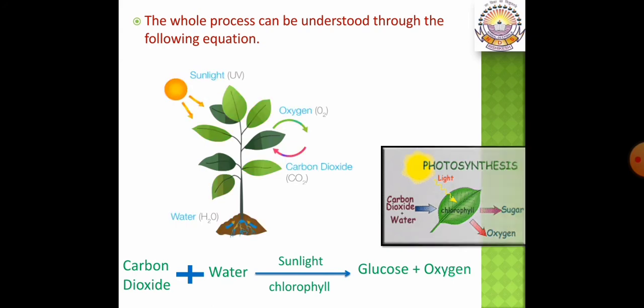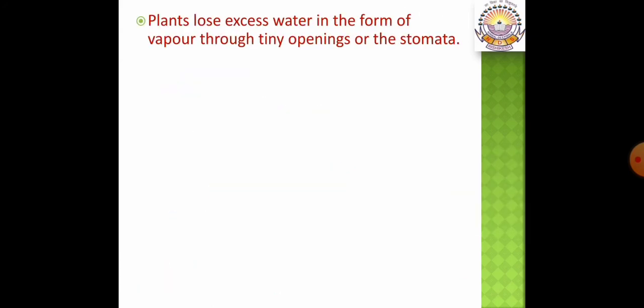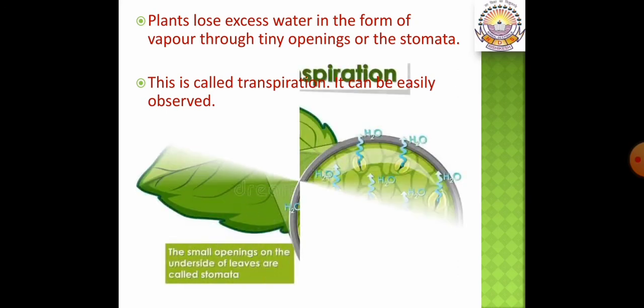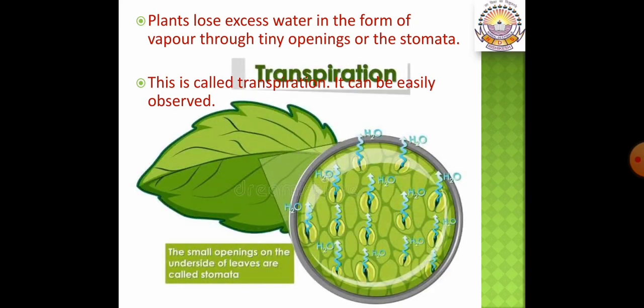Now we will talk about pores opening of the leaves, and that is plants lose excess water in the form of vapor through tiny openings, the stomata. This is called transpiration. It can be easily observed. Students, as you can see the opening in a leaf, through these small openings water vapor comes out, which is called transpiration.